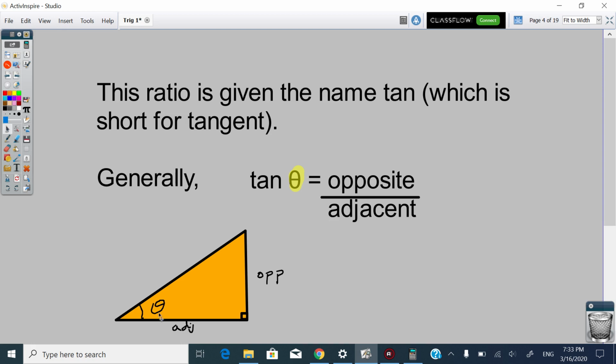And if you look at this little triangle, this angle theta, which, by the way, theta is a Greek letter that we usually use to represent the magnitude of an angle. It could be tan A, it could be tan B, it doesn't matter. So tan theta, where theta is this angle, as far as this angle is concerned, this is the opposite and this is the adjacent. So we have tan theta is the opposite over the adjacent.